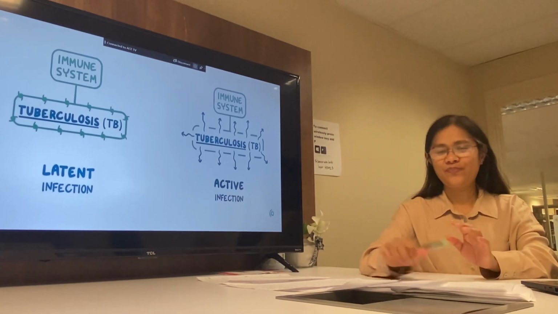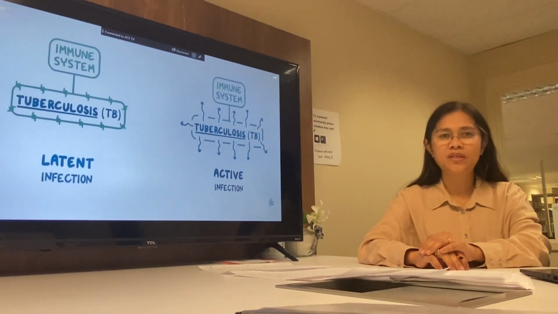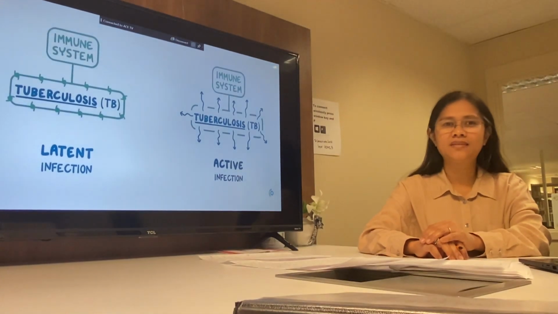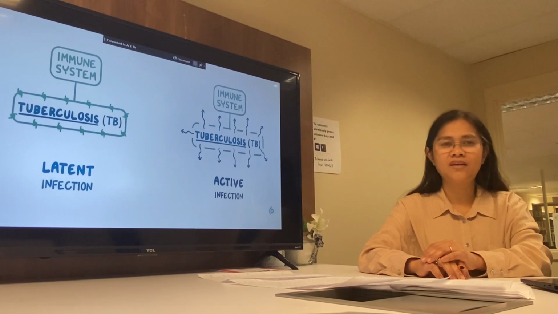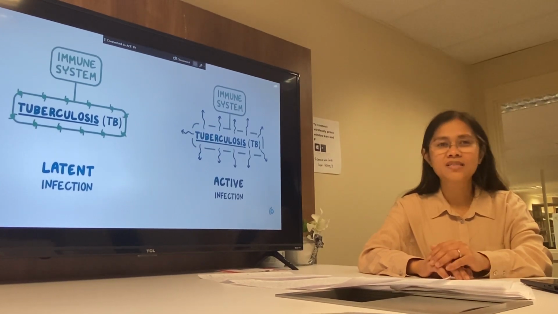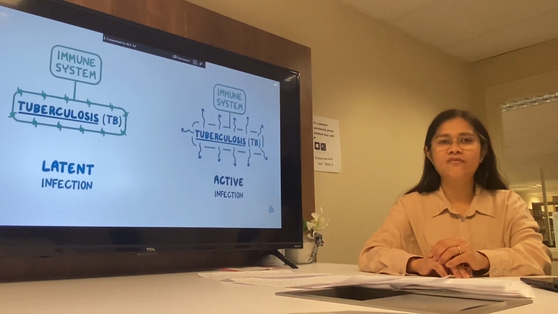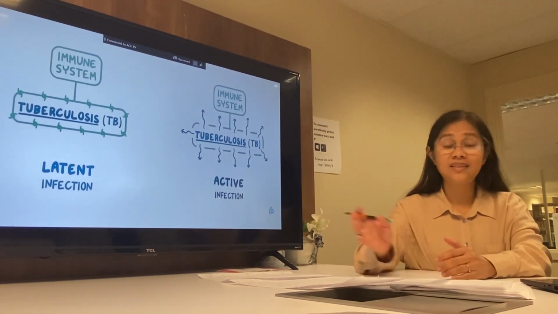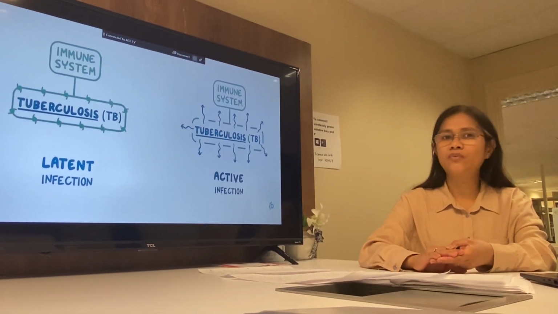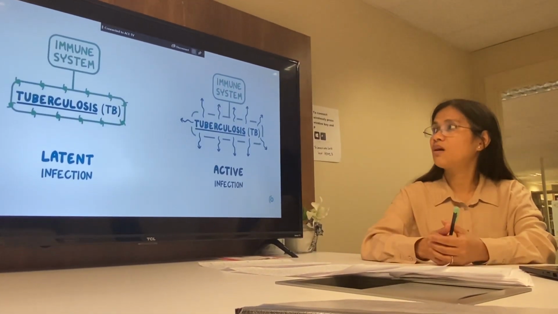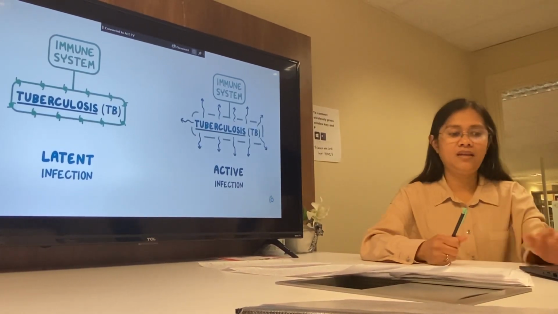Tuberculosis, according to the CDC, infects around 2 billion people around the world, but 90 to 95% of them don't know that they have the infection. It is because their immune system can fight off the disease. This infection can remain latent or sleep for a long period of time, but when their immune system becomes compromised, it can become active and very contagious.